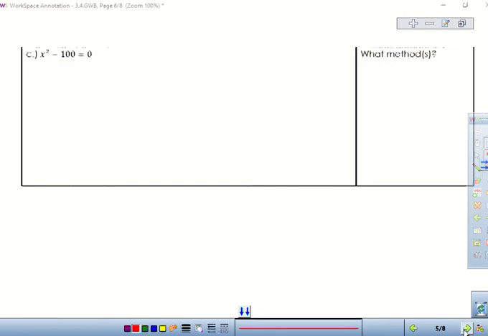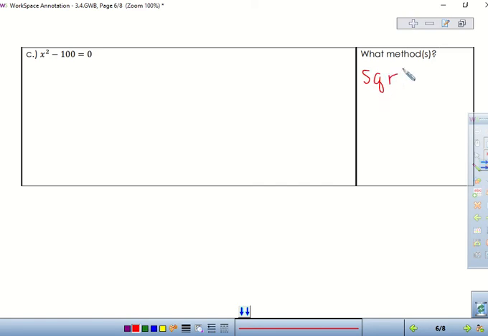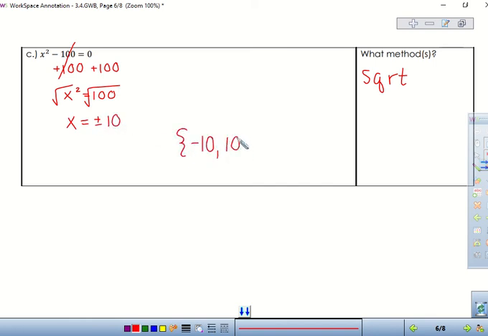All right. So letter C, you have two options on how to solve this. You can either do difference of squares, or you can do square root method. I'm going to do square root method. I find it to be a little quicker. And this is the terminology you would often use to abbreviate square root in math. So to solve this, I'm going to add 100 to both sides. That gives me x squared equals 100. I'm going to take the square root of both sides, which gives me x equals plus or minus 10. So my two answers are negative 10 and positive 10.